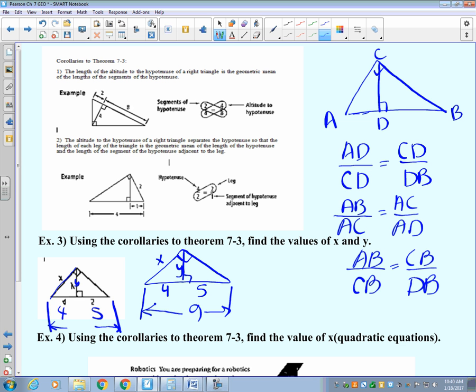So now we need to find the proportionality statement where we have 2 out of the 3 line segments. So this is A, this is C, and this is B, and this is D. So I have AD, I have DB, and I have AB. I need to find CD, so let's use the first one. So AD is 4, CD is Y, CD is Y, and DB is 5.